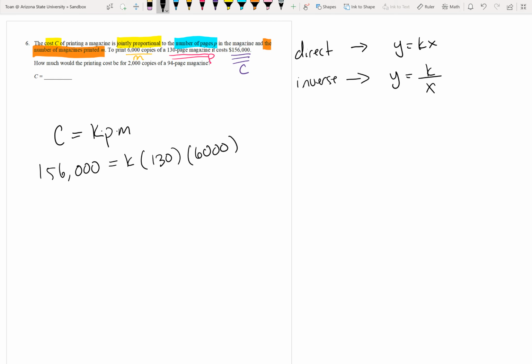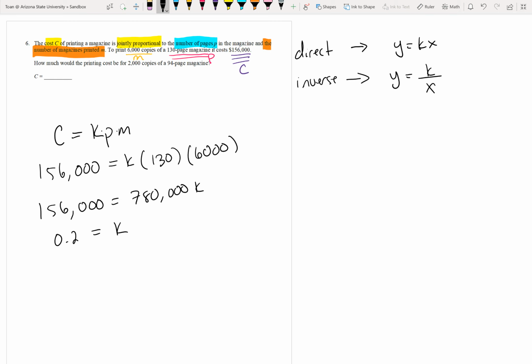So let me bring up a calculator here. So 130 times 6,000, that's 780,000. So 156,000 equals K times 780,000. And then to solve for K, you divide both sides by 780,000. So that gives you 0.2 equals K.